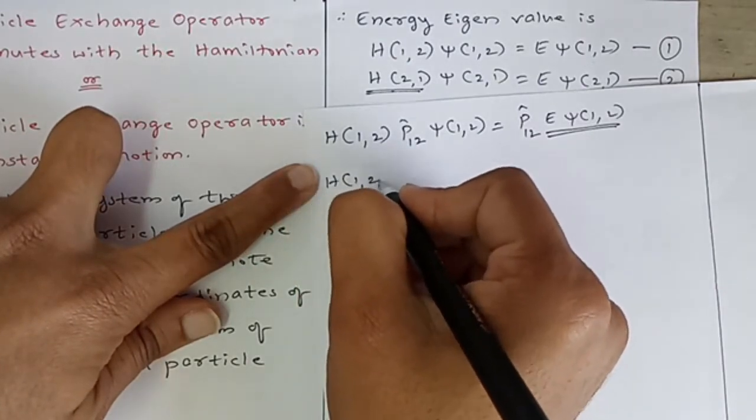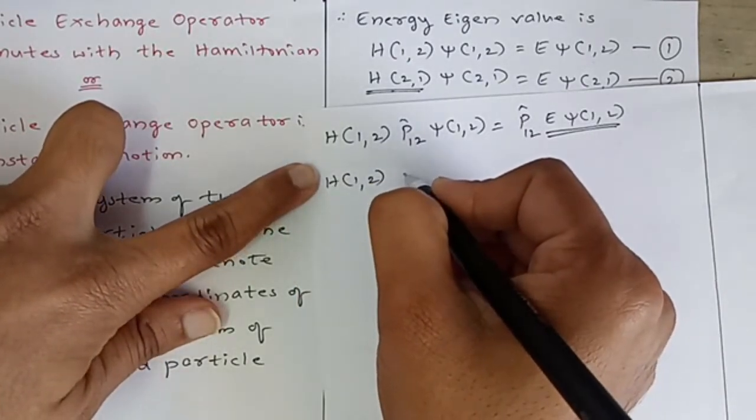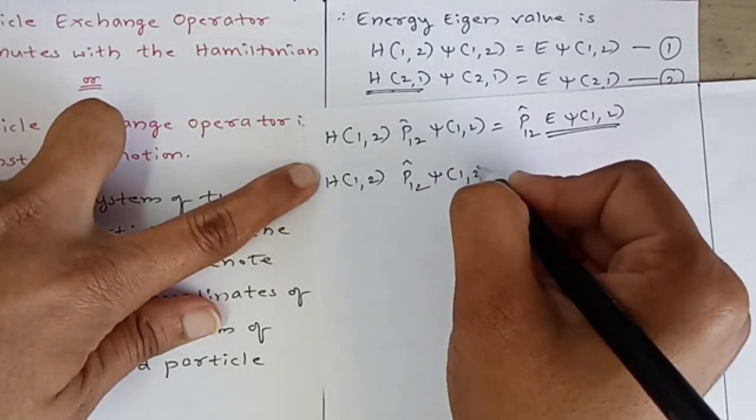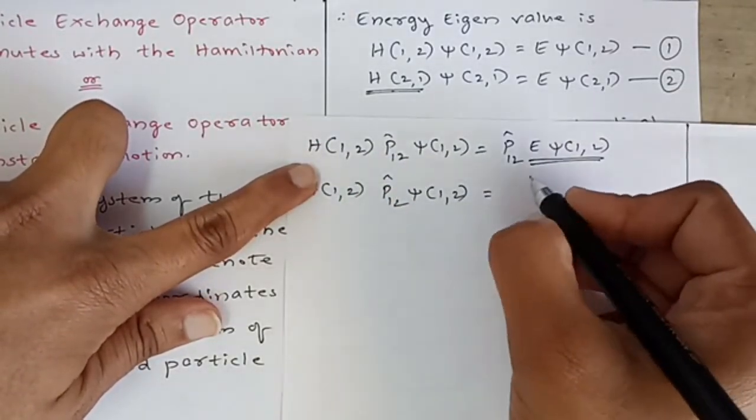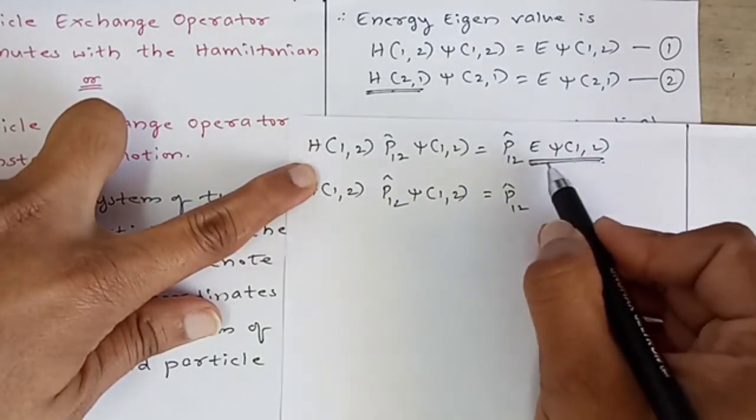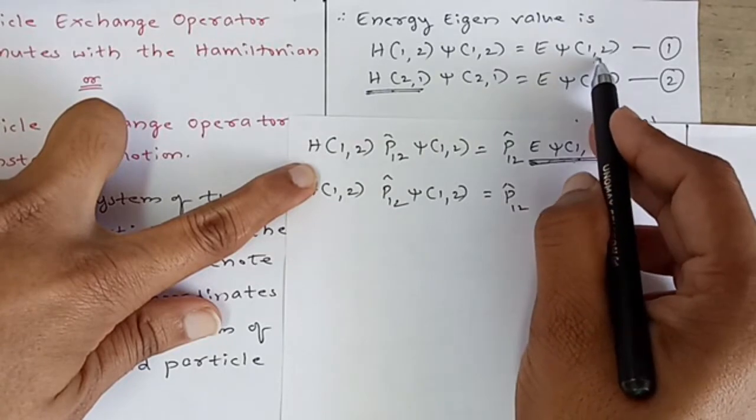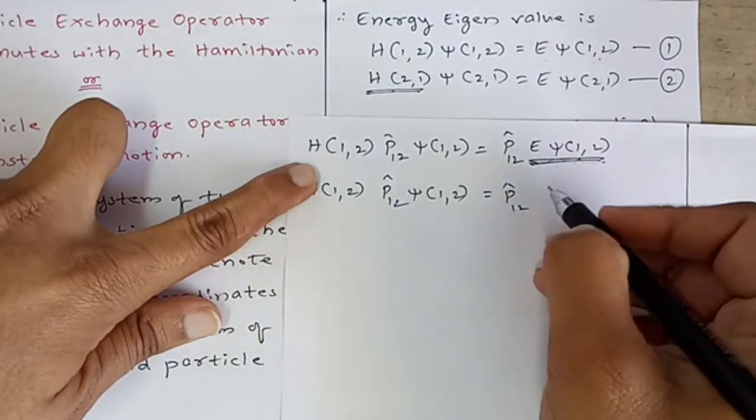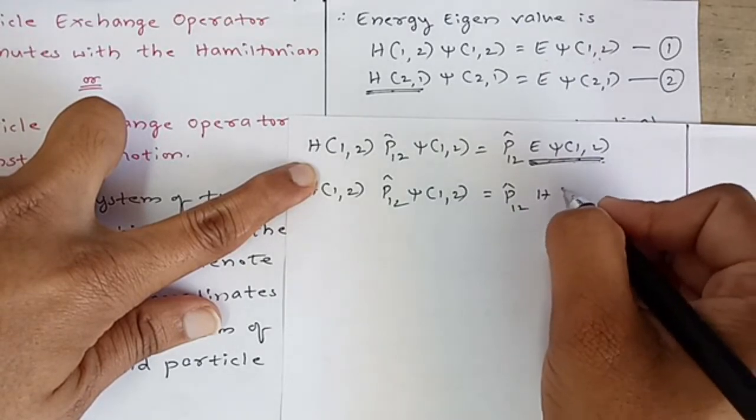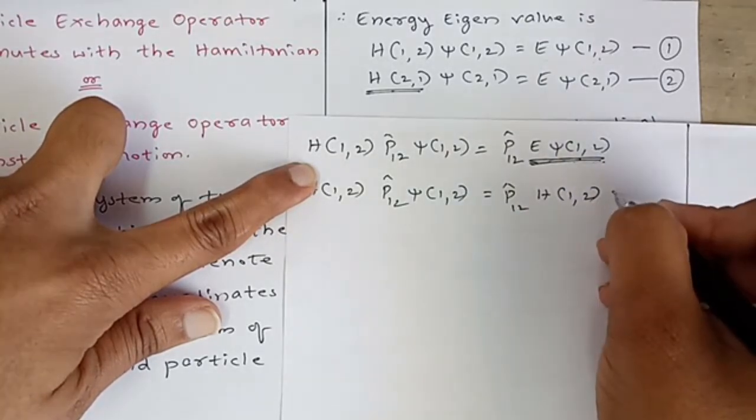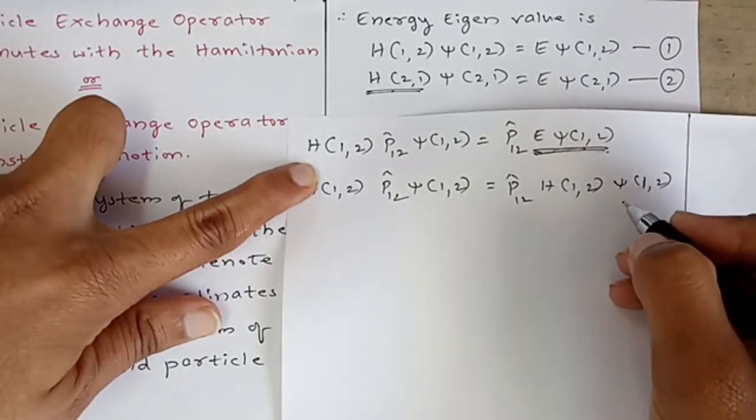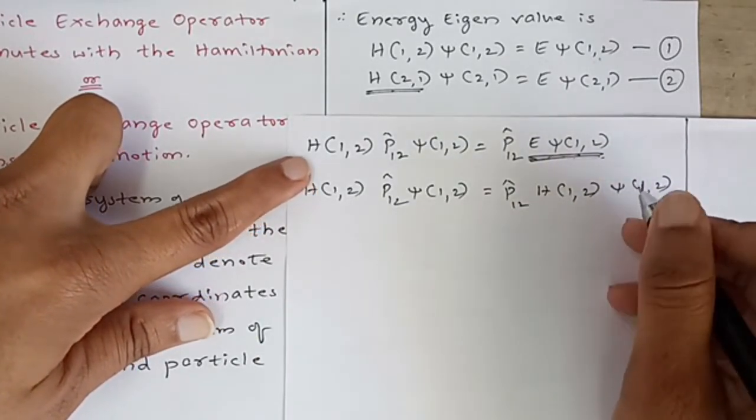H_{1,2} P_{12} ψ_{1,2} is equal to P_{12} as it is. Instead of this, we are substituting this LHS. Here it becomes H_{1,2} ψ_{1,2}. So this is what we get.